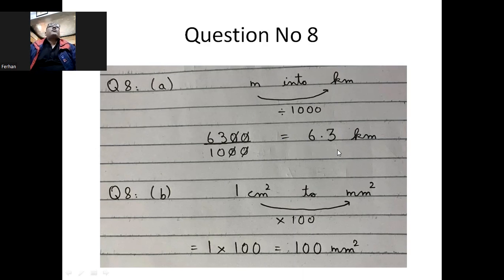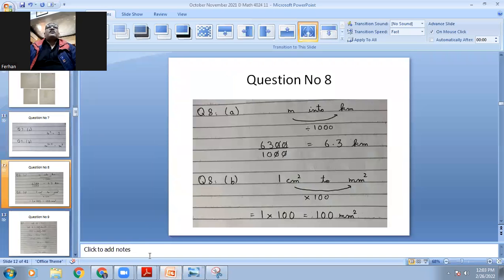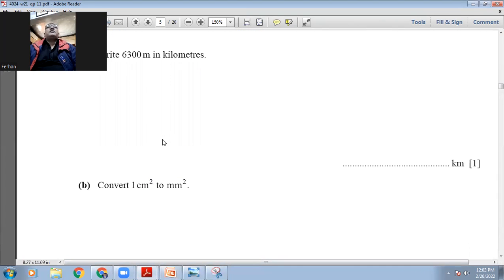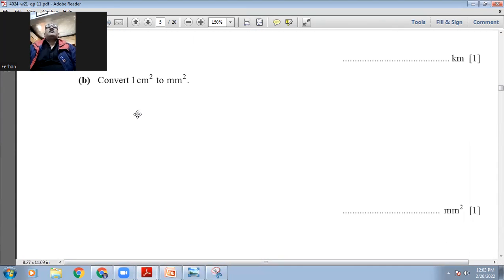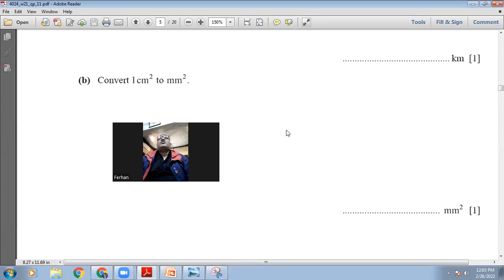So you will have 6.3 kilometer. So the next question coming up on your screen is the B part. In the B part, he says, convert the 1 centimeter square to millimeter square. So, you know, in 1 centimeter, there are 10 millimeters. But here we have square, so square both the sides. So 1 centimeter square will be equal to 100 millimeters square.